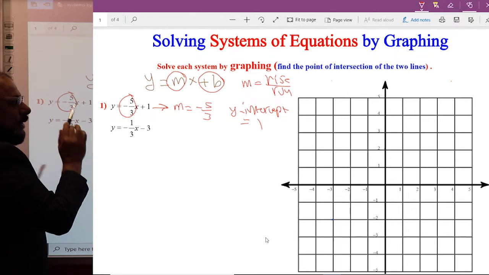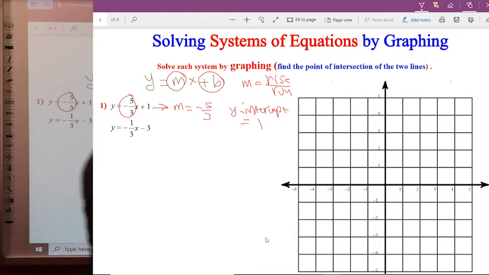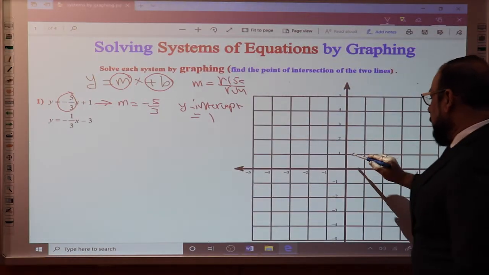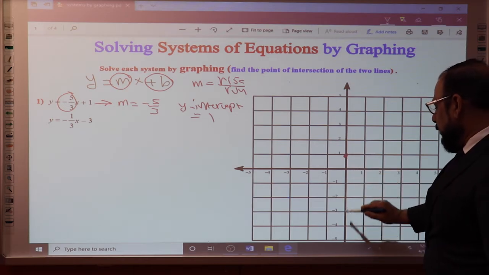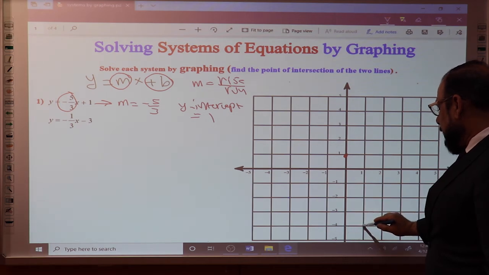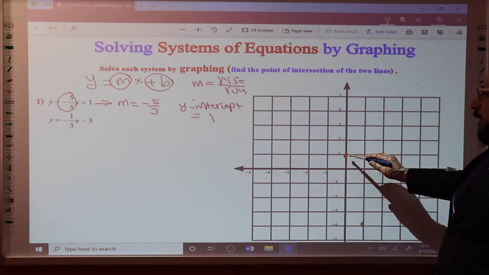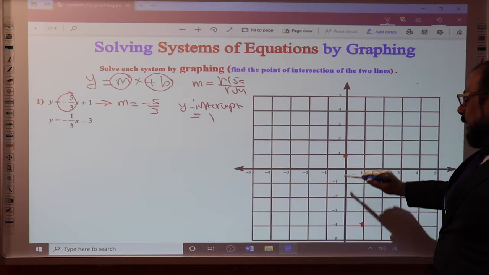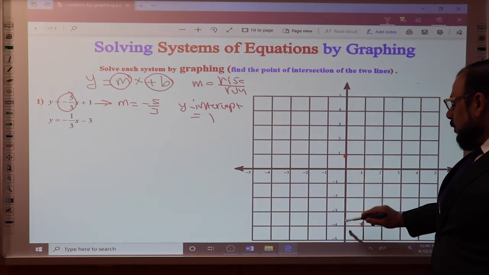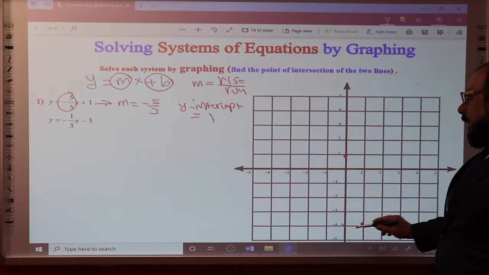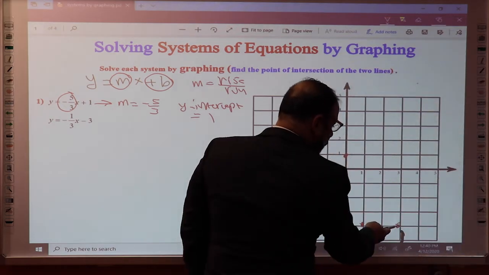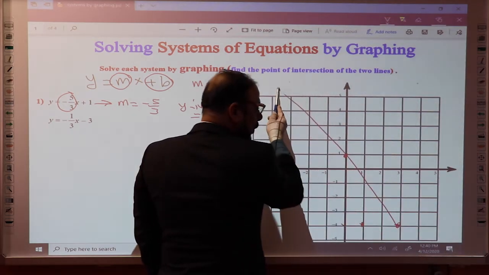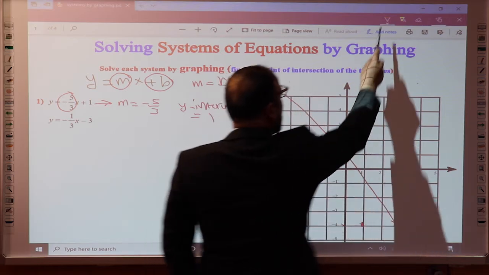Remember, rise over run. Okay, 1 is your starting point, the y-intercept. You go down 1, 2, 3, 4, 5 because it's negative. Then you run to the right 1, 2, and what? 3. Then we end up here. Then my line will go from here all the way up. Okay, good. We're done with the first one.